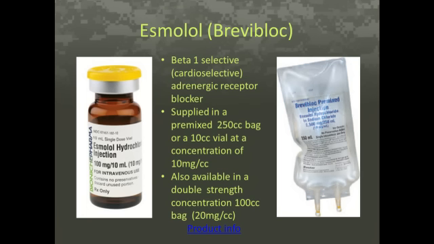beta-1 cardioselective adrenergic receptor blocker. It's supplied in either a 10 cc vial or a 250 cc bag, each with a concentration of 10 milligrams per cc. Some manufacturers also offer a higher strength version in a 100 cc bag at 20 milligrams per cc.